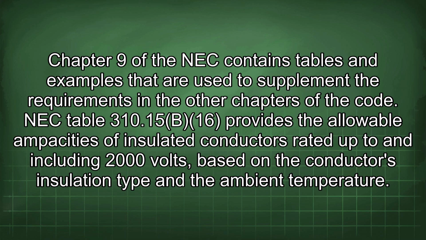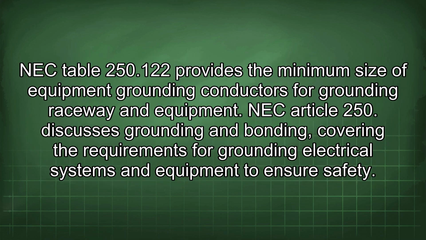NEC Table 310.15(B)(16) provides the allowable ampacities of insulated conductors rated up to and including 2000 volts, based on the conductor's insulation type and the ambient temperature. NEC Table 250.122 provides the minimum size of equipment grounding conductors for grounding raceway and equipment. NEC Article 250 discusses grounding and bonding, covering the requirements for grounding electrical systems and equipment to ensure safety.